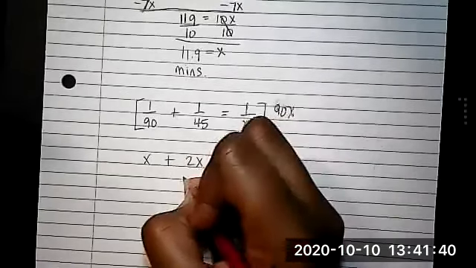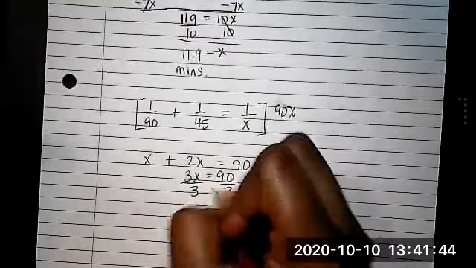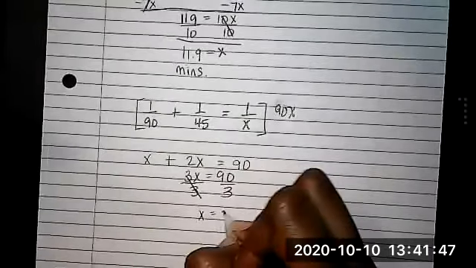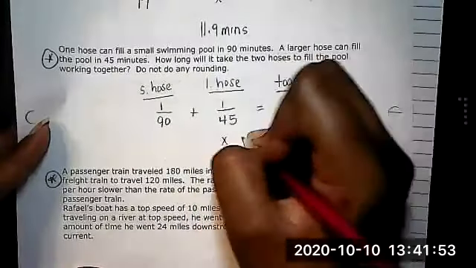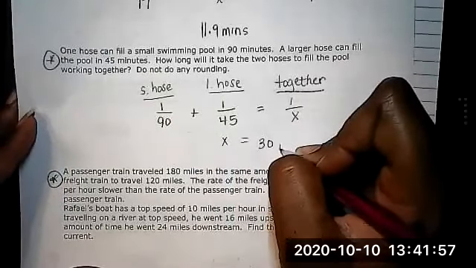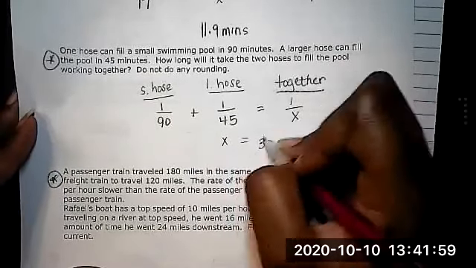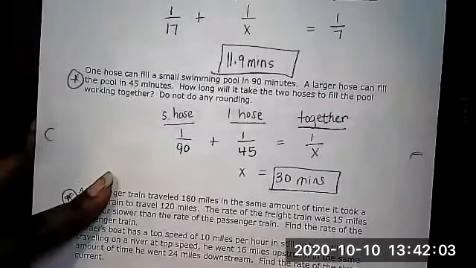So 90. So this becomes 3x equals 90. Divide by 3, x equals 30. Okay, so your answer there is x equals 30, which is basically 30 minutes. All right, so we have that.